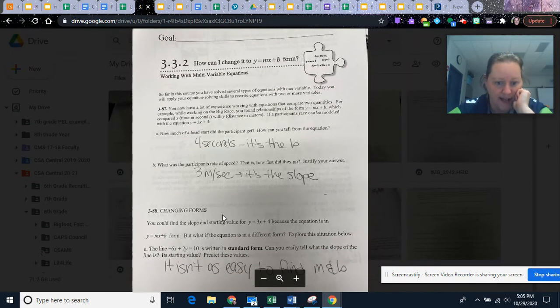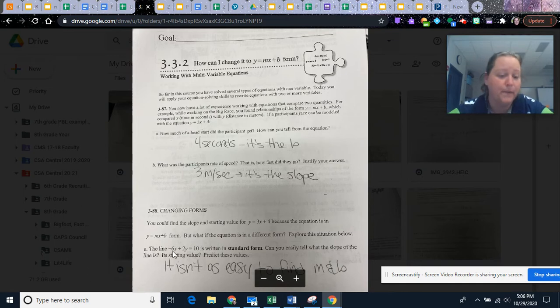So then looking at 88, it says you could find the slope and starting value of y equals 3x plus 4 because the equation is in y equals mx plus b. But what happens if it's in a different form? If I gave you negative 6x plus 2y equals 10, this is considered written in standard form because it has the x and the y on the same side. We've done everything in slope-intercept form so far. Can you easily tell what the slope and the y-intercept are?